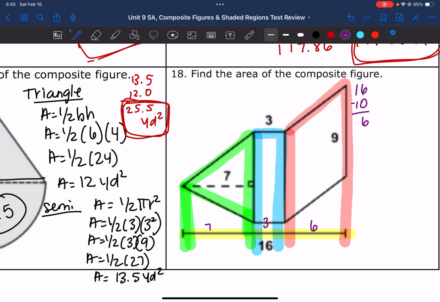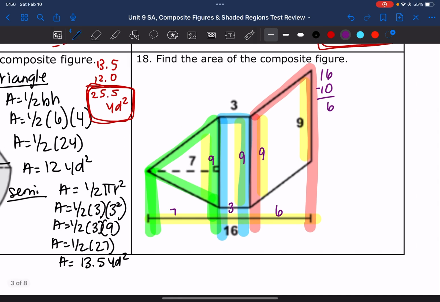Okay, what I don't know yet is, if I know that this is 9, this is going to be 9 here, this is 9 here, and this is 9 here. So 9, 9, 9. All right. Now I know the base of the triangle, the height of the rectangle. Now I can go ahead and continue my work. So we're going to find the area of the triangle first.